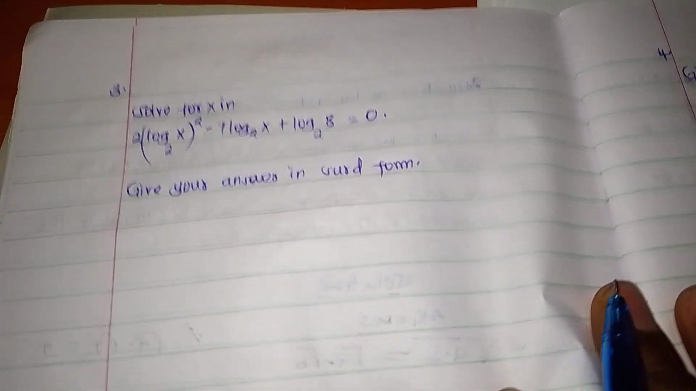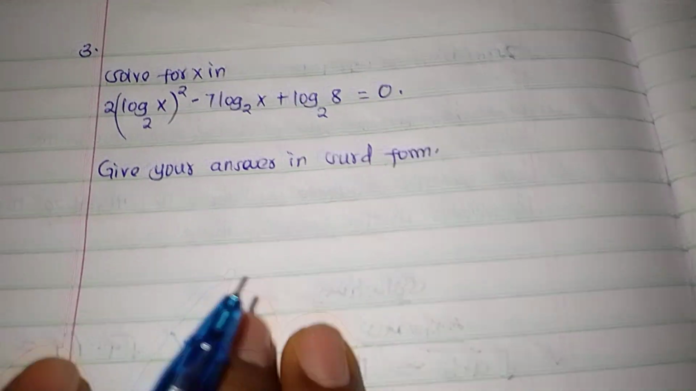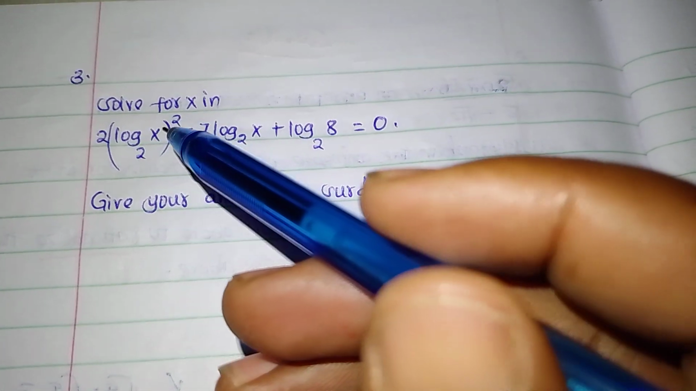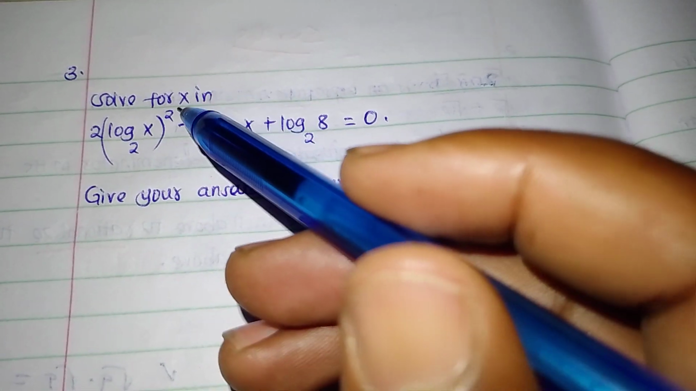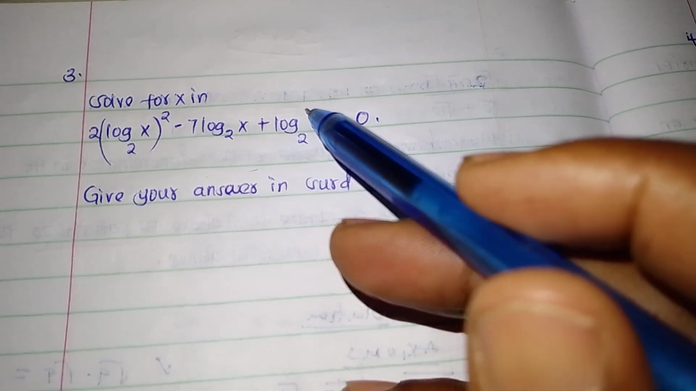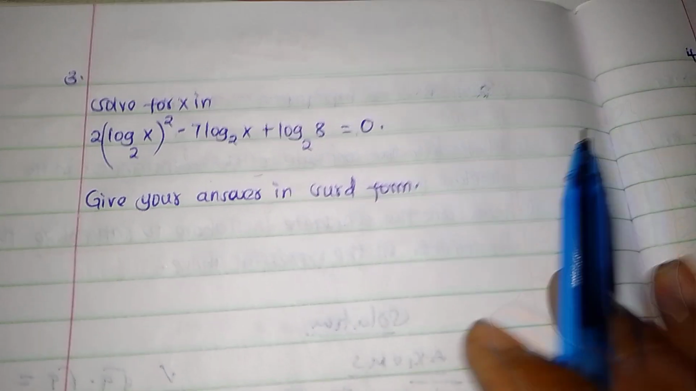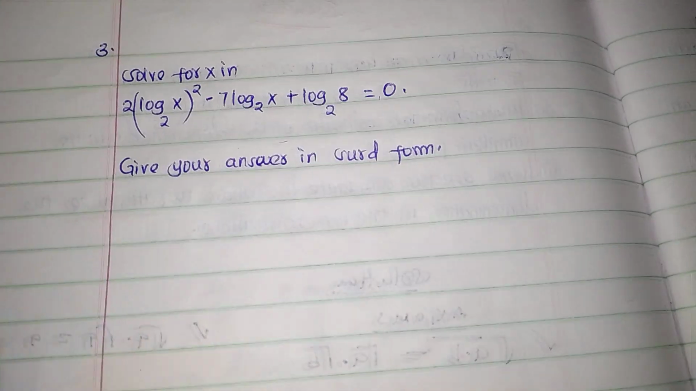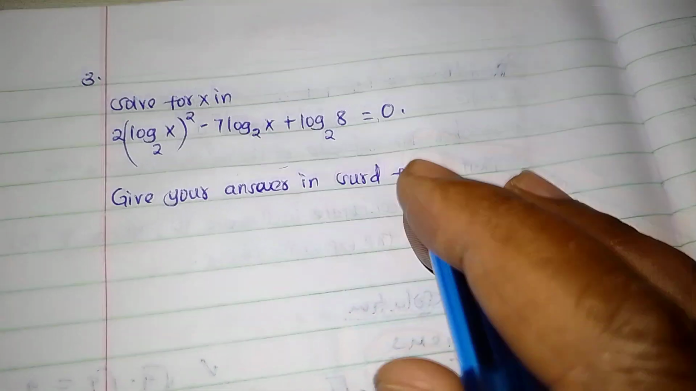So we have this other question here, number 3. We are told to solve for x in 2 log of x to base 2 the power of 2 minus 7 log of x to base 2 plus log of 8 to base 2 equals 0, and you give your answer in surd form. Okay. Now, solution tab here.